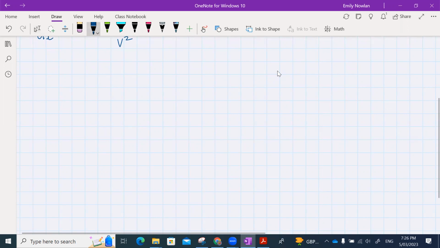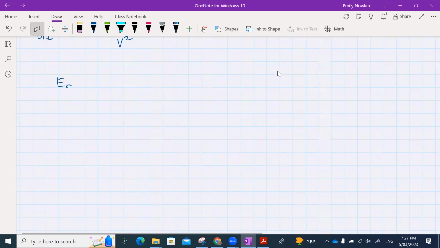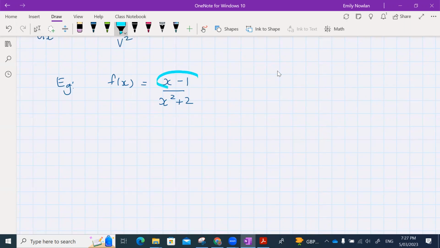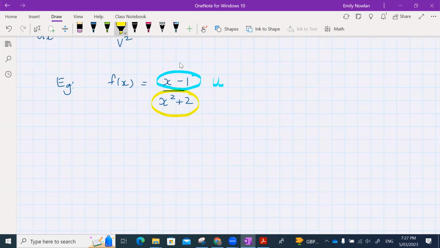So, let's have a look at this example. If I have a function x minus 1 over x squared plus 2, what you can see here is you've got your u, that's a function of x, over v, which is also a function of x, but it's been divided. That's why we call it the quotient rule.